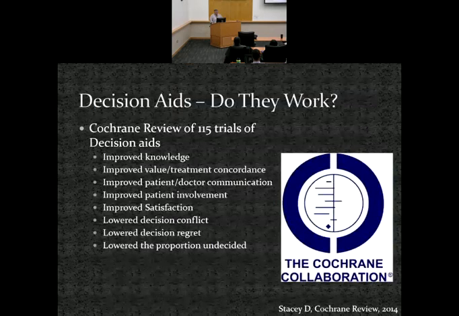So these decision tools, do they work? There's a Cochrane review now. I need to update the bottom left corner to 2017, but this 2017 update had 115 trials of decision aids. And these decision aids improve knowledge, value, treatment concordance, satisfaction, doctor-patient communication, involvement. They lower conflict, they lower regret, and they lower the proportion of people undecided. And these almost always show evidence that they do these things in these highly controlled trials.